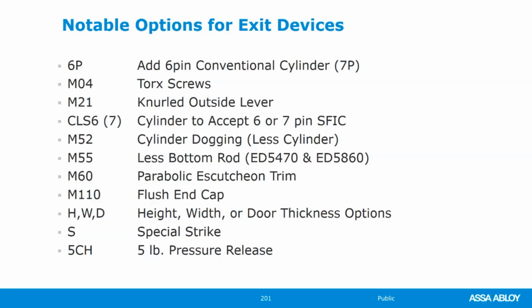If you need a special height or width or door thickness, HWD, just like all of our other options follow that. Door width, we offer the devices in a 24, a 36, and a 48-inch width. If you wanted us to cut it to a special size, we cannot do that. S is for a special strike. And we talked about the California requirement for 5-pound pressure release. That is our 5CH option.